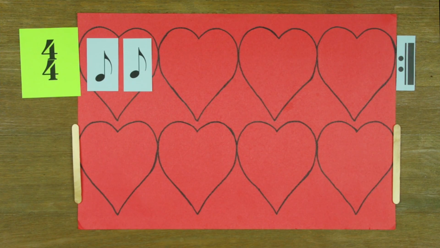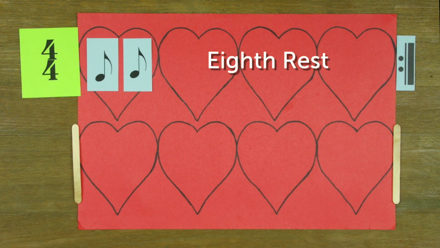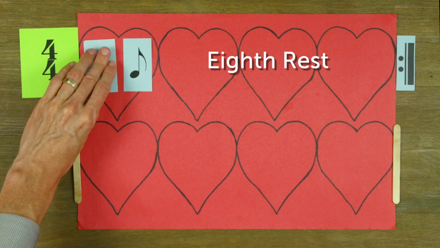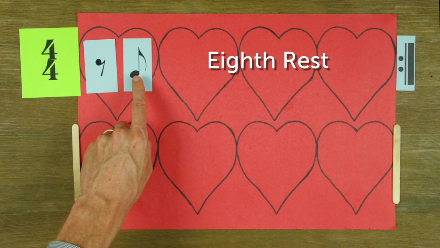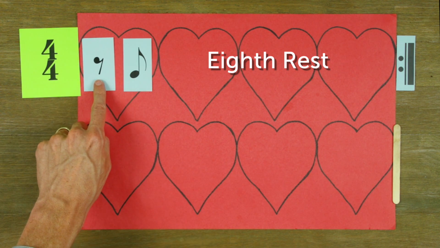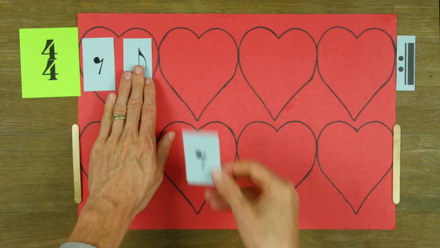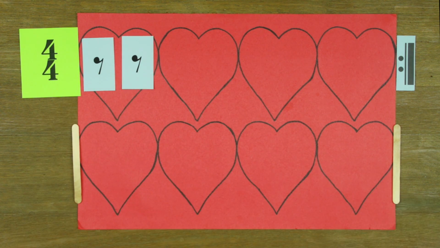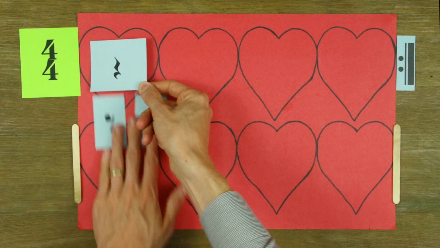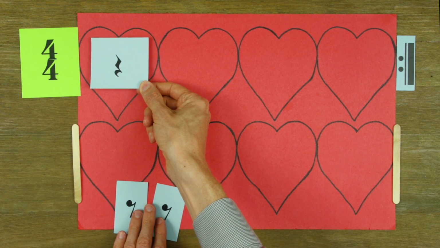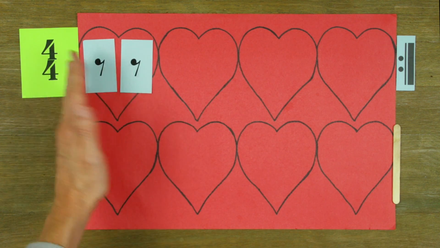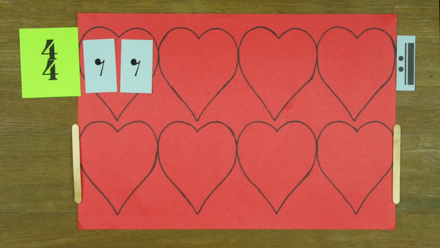Now, let's add a new kind of rest. It's called an 8th rest, and it looks like this. It takes up half of a beat, just like an 8th note does. In fact, if you were to add two 8th rests together, it would equal a quarter rest. So this quarter rest makes the same sound as two 8th rests, a full beat of silence.